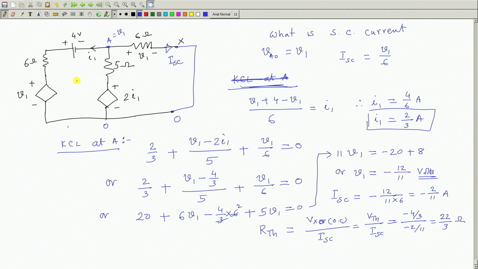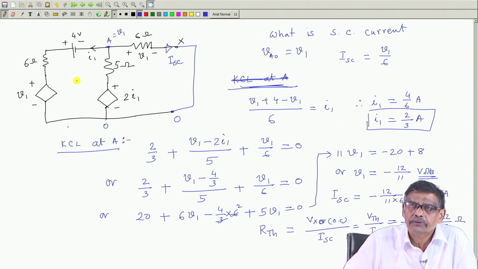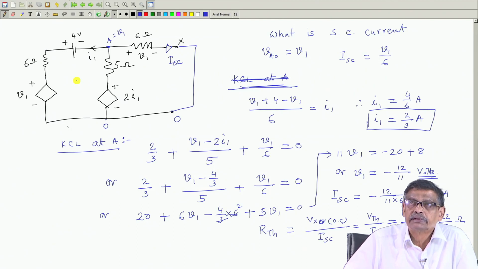Some more problems with the dependent current and voltage source I will try to upload, and please go through them, and also solve problems from books with dependent sources, not too complicated circuits, but at least simple circuits, it will give you confidence. Hope you have understood the basic idea how to handle networks having both dependent and independent sources. In my next class, I will start new topics, that is 2-port networks. Thank you.